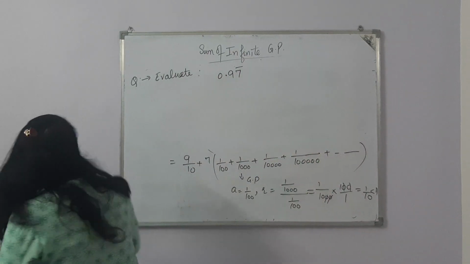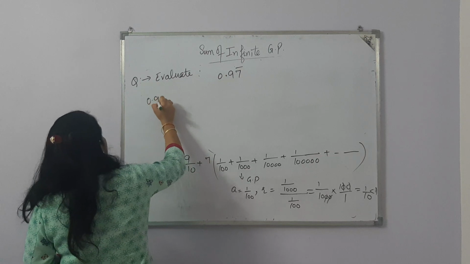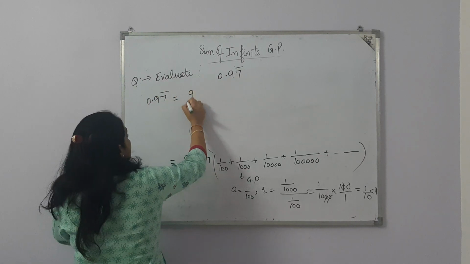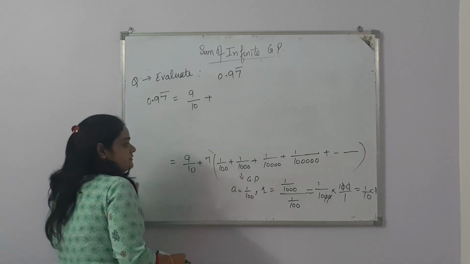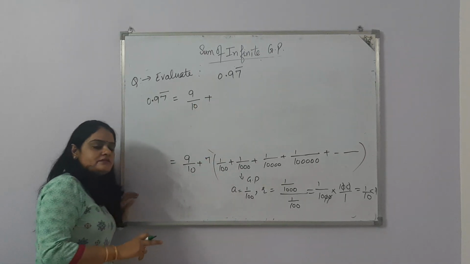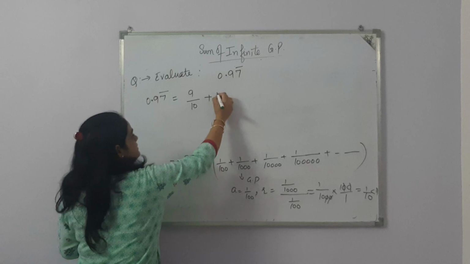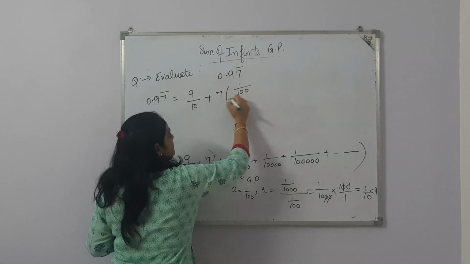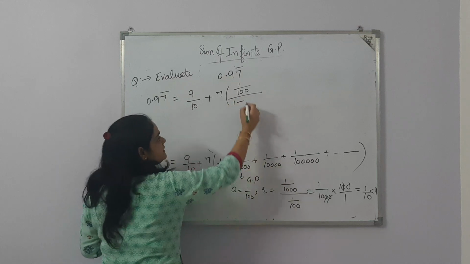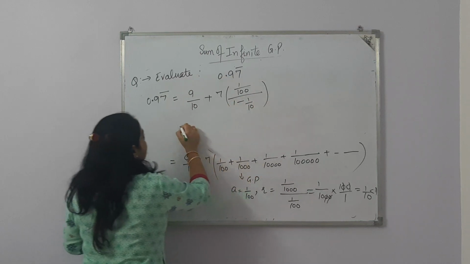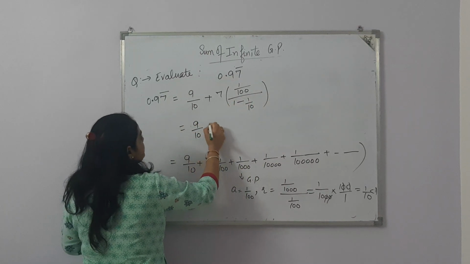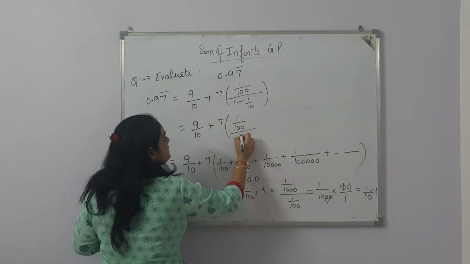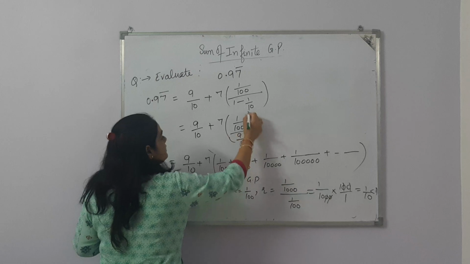Now 0.97 bar is equal to 9 by 10 plus the sum of the infinite GP, which is 7 times A upon 1 minus R. What is A? 1 by 100. 1 minus R, what is R? It is 1 by 10. So it becomes 9 by 10 plus 7 times 1 by 100 whole upon 9 by 10.